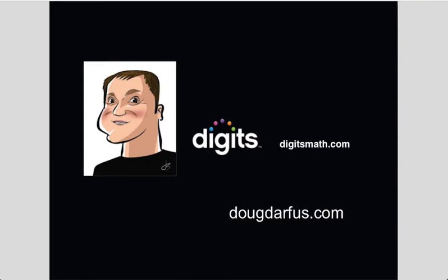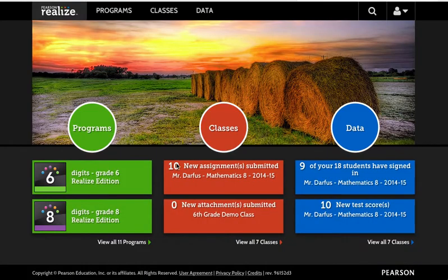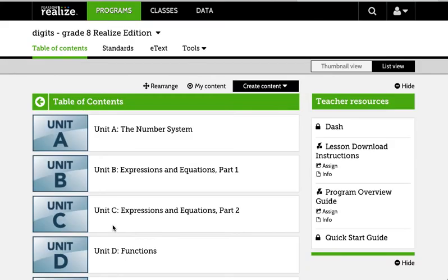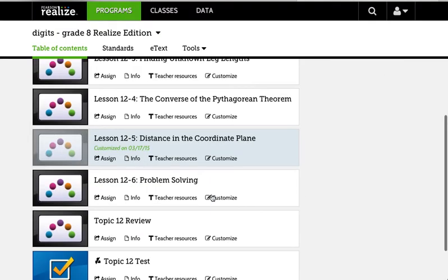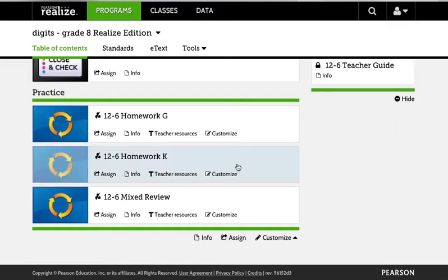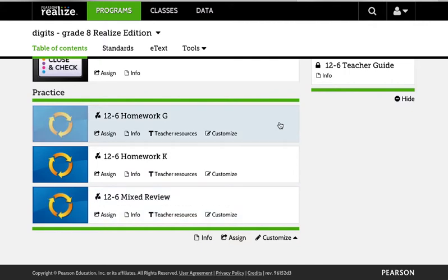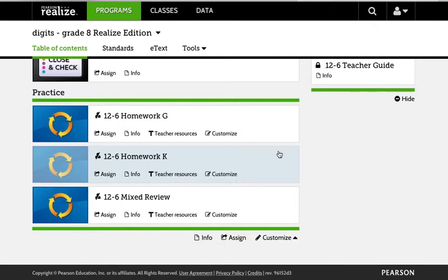In this video, I want to show you the differences between the G and the K homeworks in Digits Realize. So if I go into a program and I select a lesson, I always have two homeworks, a G level and a K level homework, and also a mixed review. The G level is on grade level, and the K just means that the student needs a little bit more work. There's really not much difference.